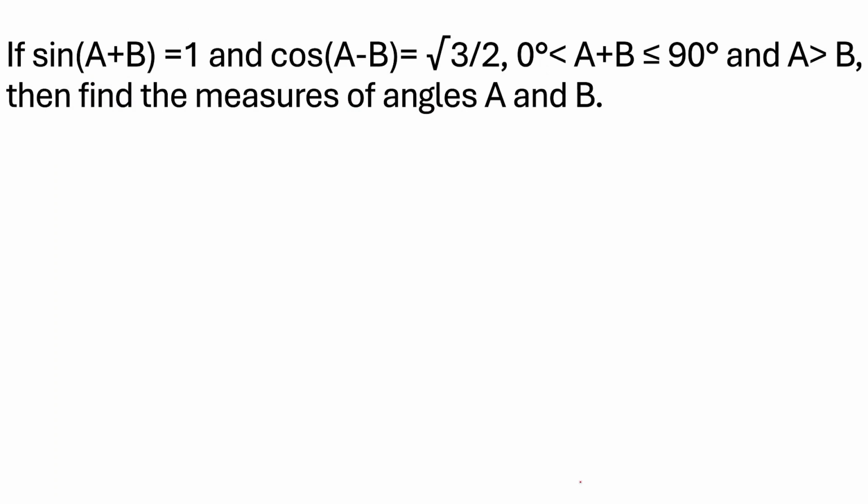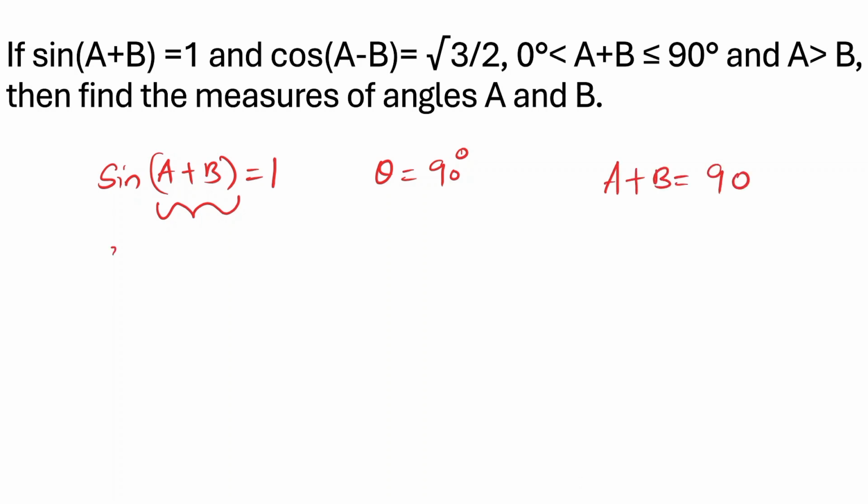If sin (A plus B) equals 1 and cos (A minus B) equals root 3 by 2, then find the measures of angles A and B. We have done this kind of question in the previous question paper also. So sin (A plus B) equals 1. What value of theta could it be? Sin theta would be 1. So theta must be 90 degree, right? Then only sin 90 will be 1. So A plus B must be 90.